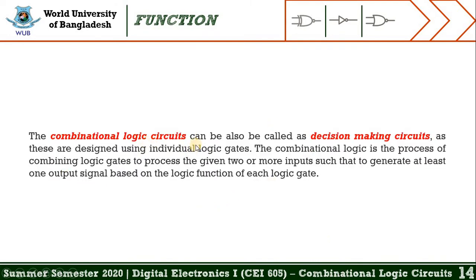The combinational logic circuits can also be called decision-making circuits. Remember these words, as these are designed using individual logic gates. The combinational logic is the process of combining logic gates to process the given two or more inputs such that they generate at least one output based on the logic function of each logic gate.